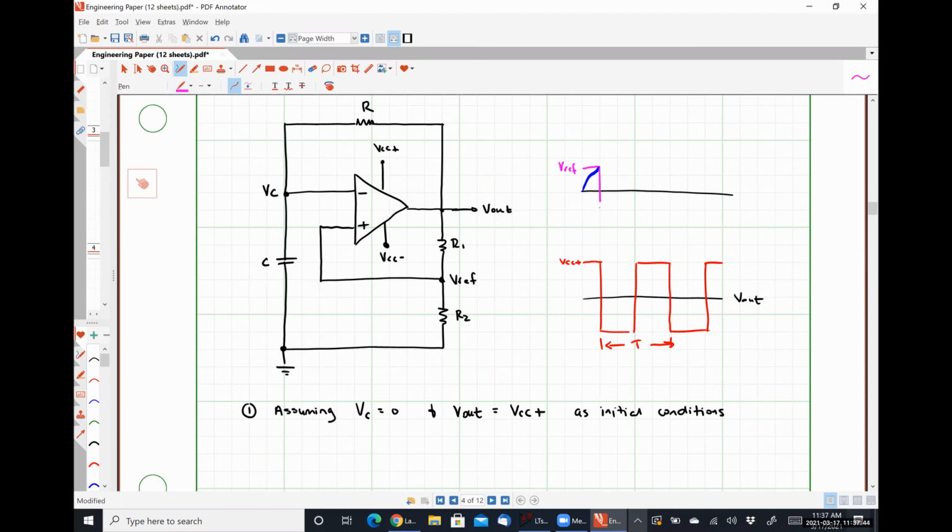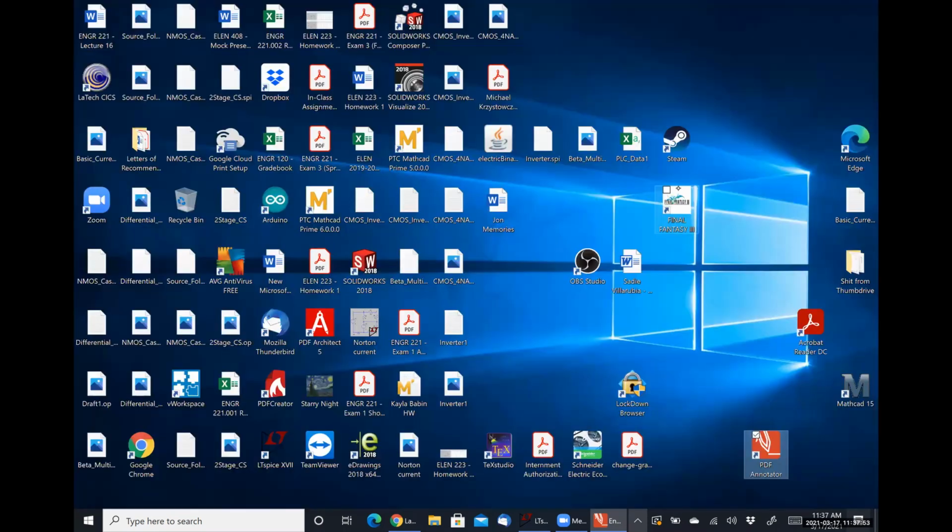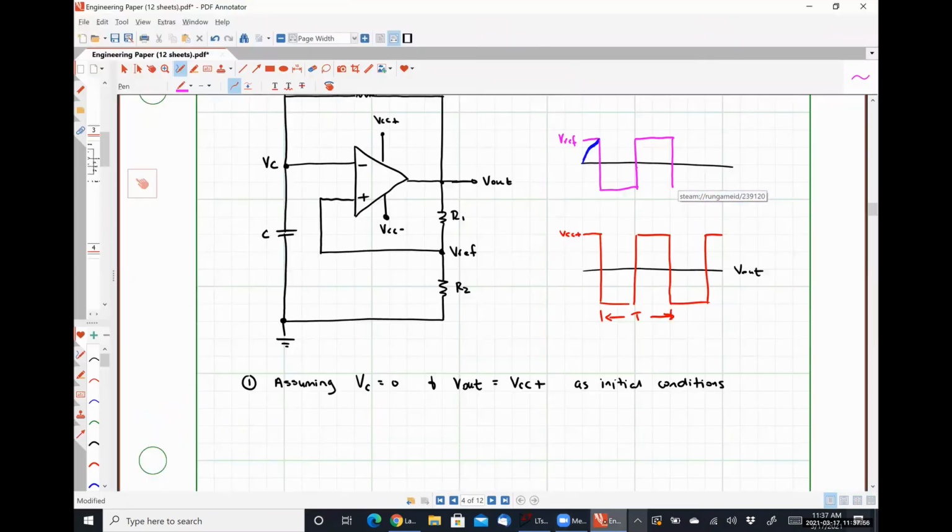Our reference voltage is going to follow the exact same pattern, but it's just going to be a fraction of V out. And VC, which I'm drawing in blue, is going to slowly discharge and then charge and then discharge and then charge over and over and over again. That's what our voltage waveforms should look like.